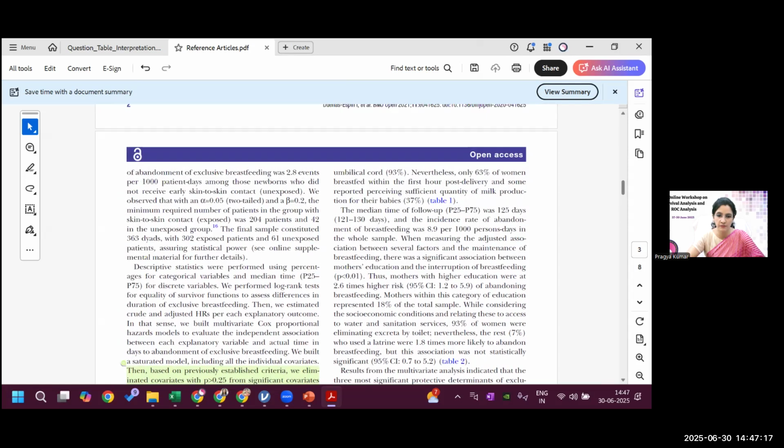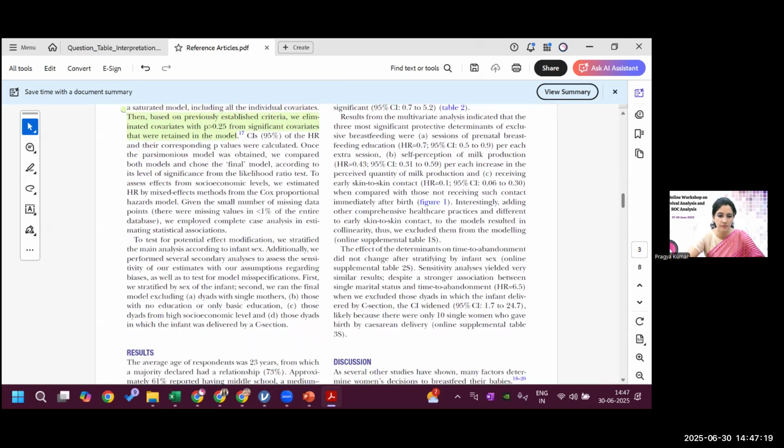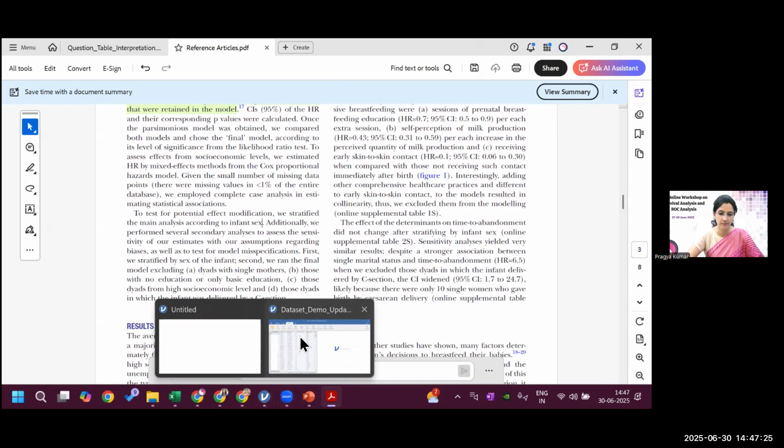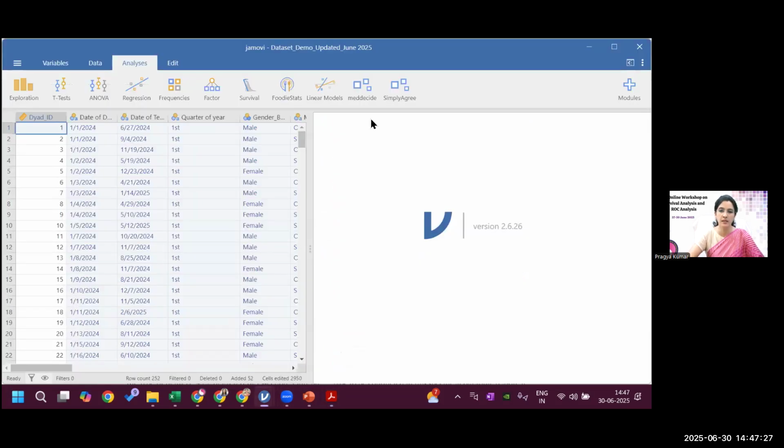And then they have, this is the result. So the results we'll see, but first let's see the data. So this is the data set. We are working on the same data set from day one. Still, I'll explain the data set.